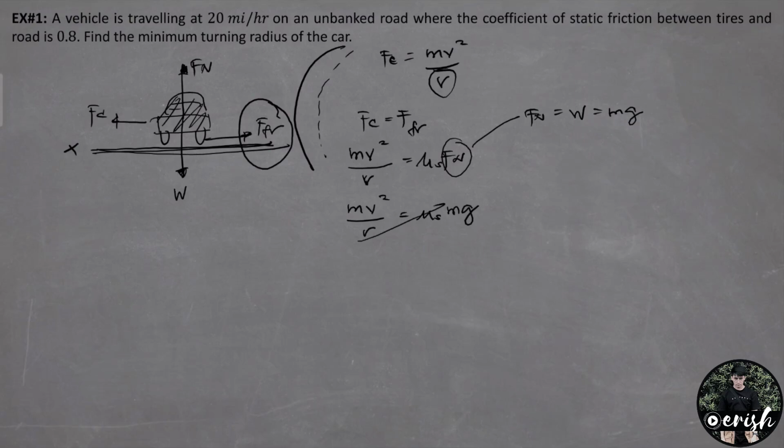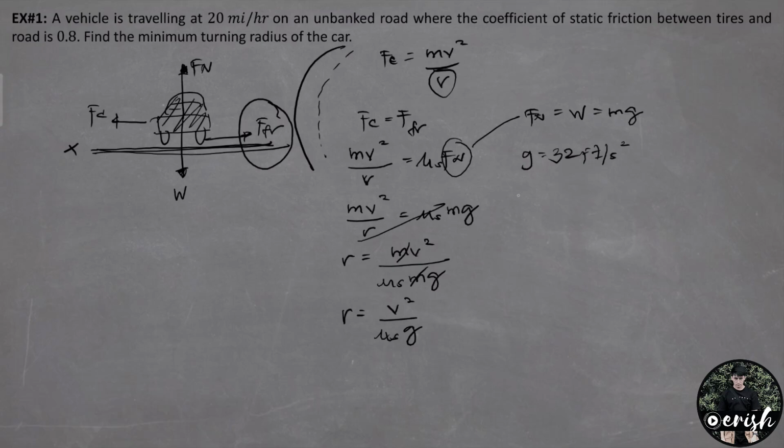So we cross multiply. R is equal to mv square over coefficient of static friction times mass times gravity. Pwede na natin i-cancel yung mass. Radius is equal to v square over the coefficient of static friction times the gravity. Pwede na natin i-direct substitute yung given values. Kaya lang, we need to convert the velocity first, 20 miles per hour, into feet per second. And ang gagamitin na natin na gravity is, in English, 32 feet per second square.